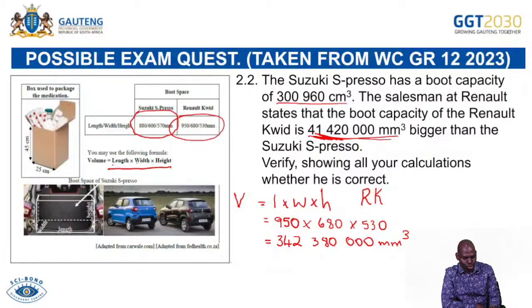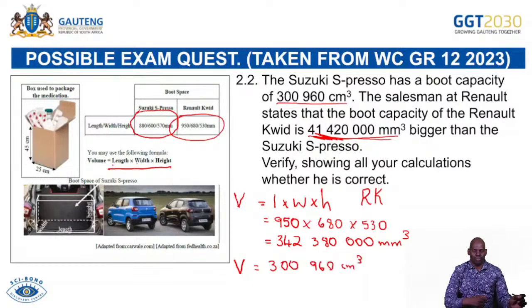Do I know the volume of the Suzuki S-Presso? I've got volume equals 300,960 cubic centimeters. Now you need to be careful, boys and girls. You need to be careful. Can I subtract?